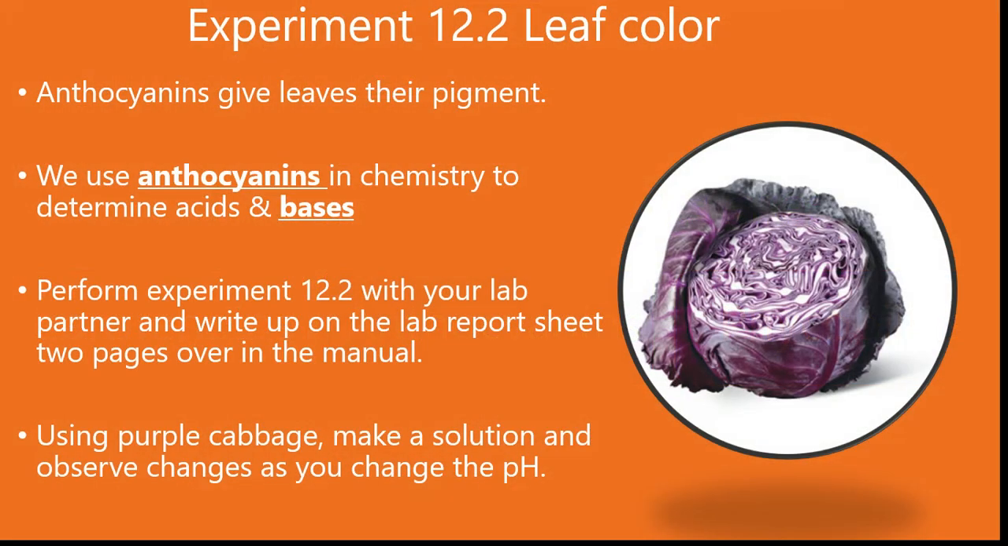All right, so this is that other experiment I was telling you about. We're going to be looking at the anthocyanins. It turns out we use the anthocyanins that we find naturally in this particular plant called purple cabbage, and we use it for chemistry. It's very cool. So you can get purple cabbage at the grocery store. I love purple cabbage. You may not like it.